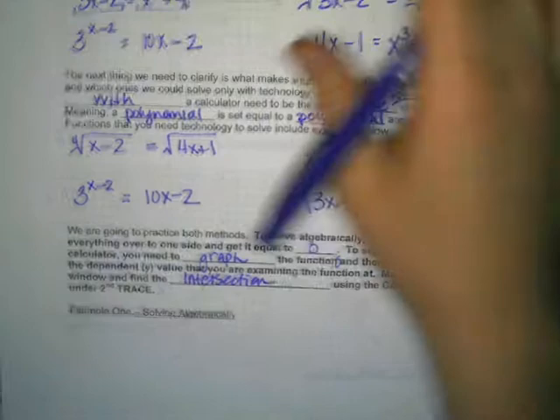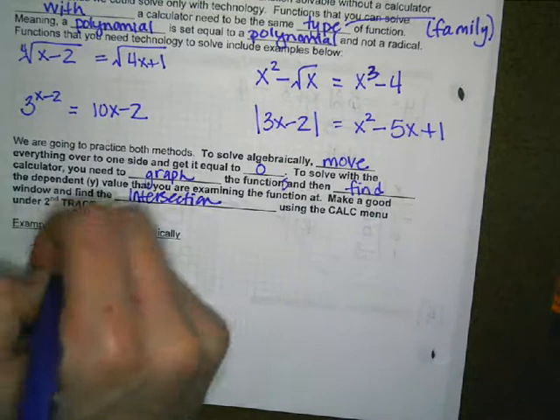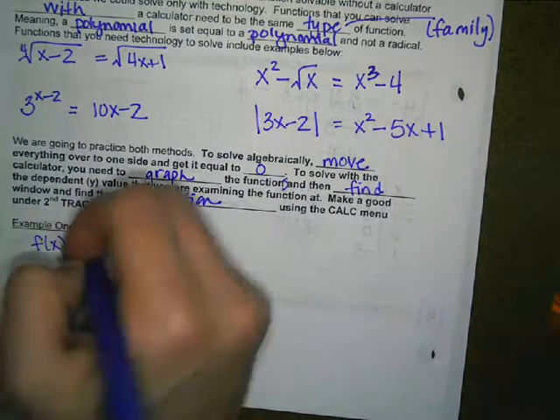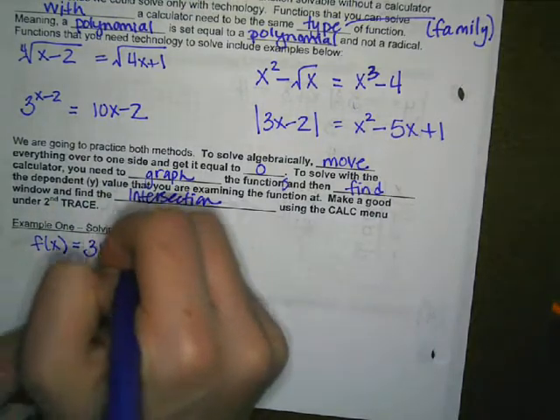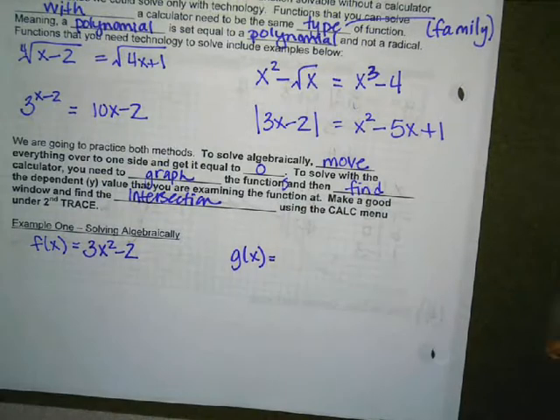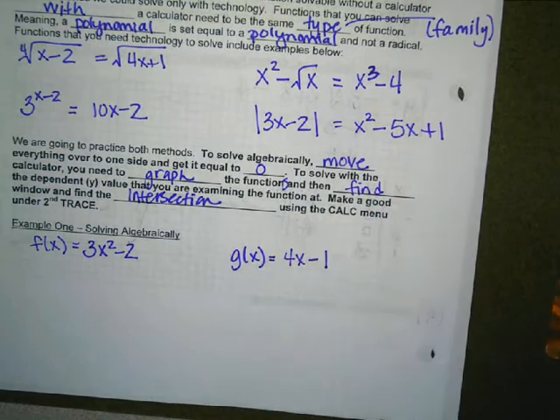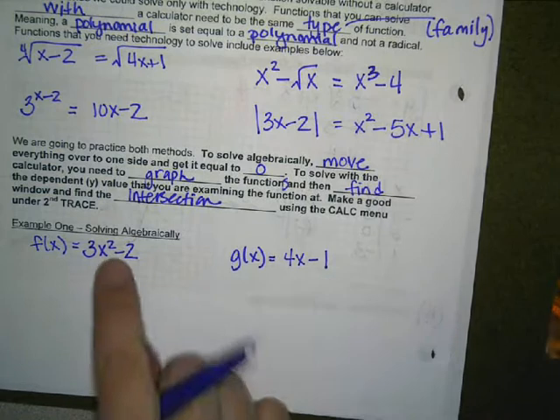All right, for example 1, solving algebraically. We have f of x as, let's say, 3x squared minus 2. g of x is going to be, let's go, 4x minus 1. The first thing I should notice right off the bat is that these are both polynomials. One's a quadratic, one's a linear.